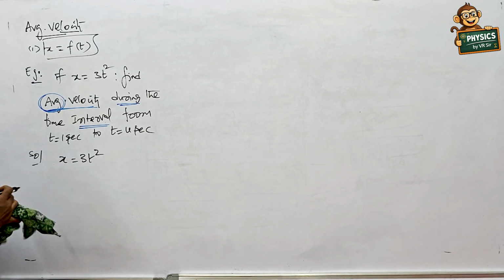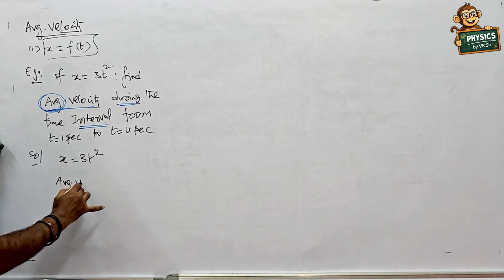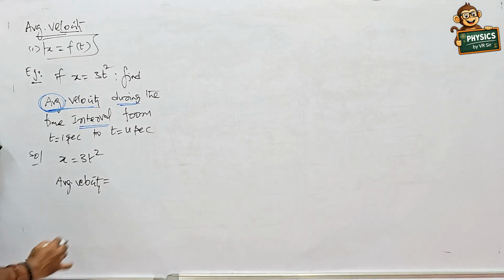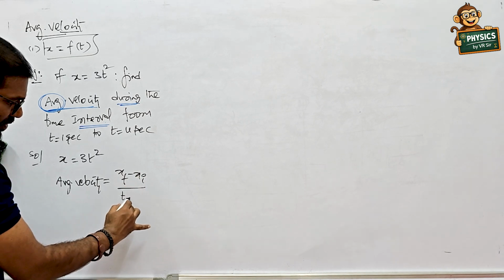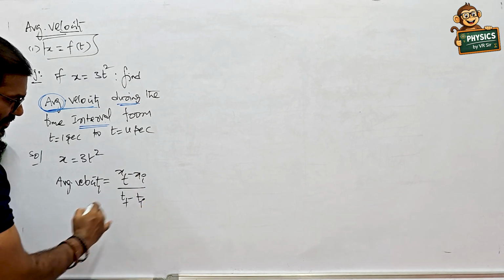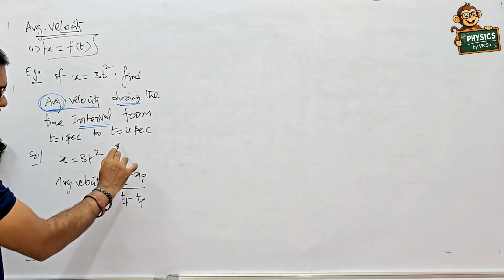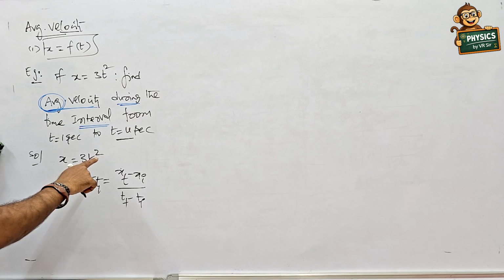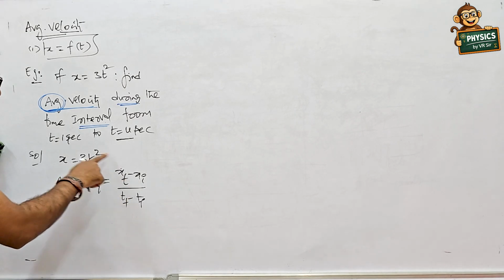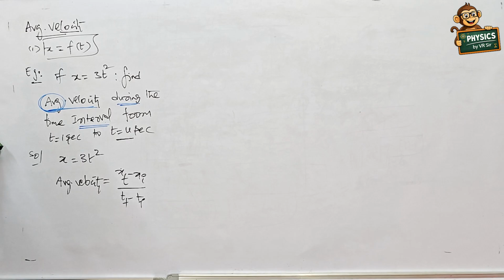Now we are talking about average velocity. Average velocity is given as total displacement, that is, final position minus initial position upon final time minus initial time. Now, you have to find the position at t equal to 4 seconds, which gives the final position. And the initial position means at t equal to 1 second, what is the position you have to calculate. Of course, the time interval is 4 minus 1.